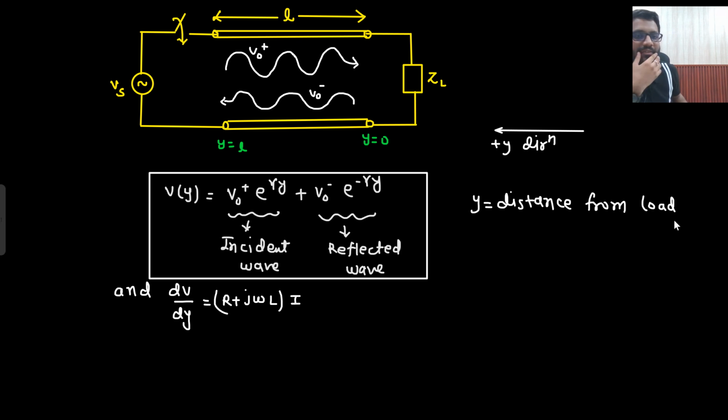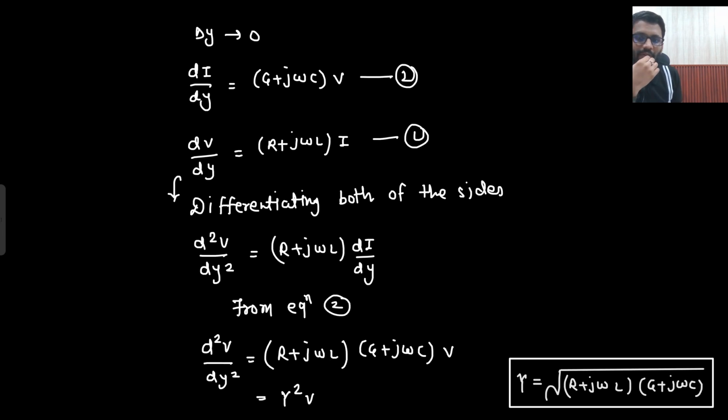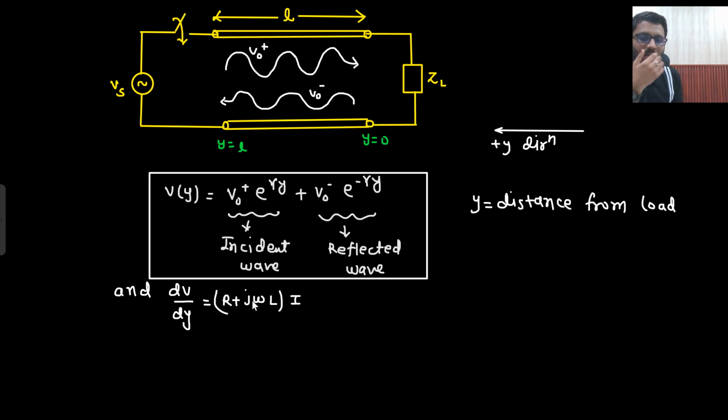Now I need to write down the I equation as well. So what I am going to do? Just differentiate this Vy equation with respect to y, because this was our equation 1. dV by dy is equal to (R plus j omega L) into I. So this was our equation 1, so I will just differentiate it. What will you get once you differentiate it?